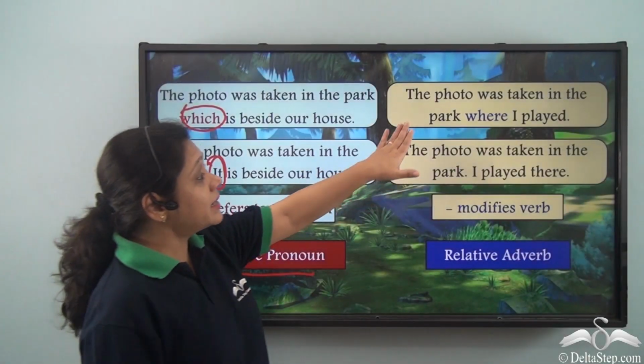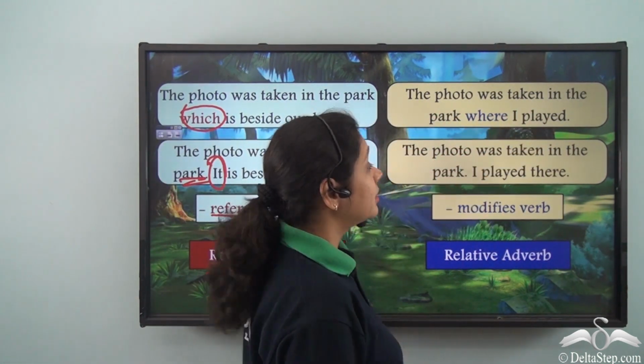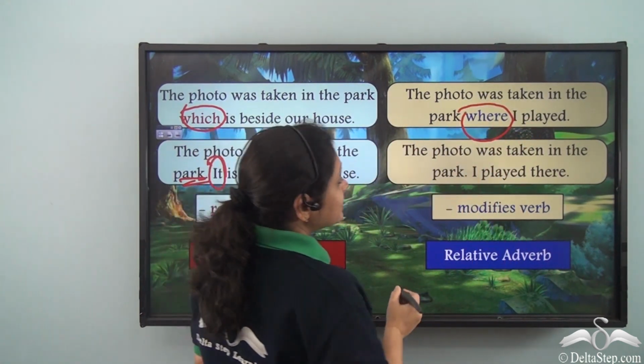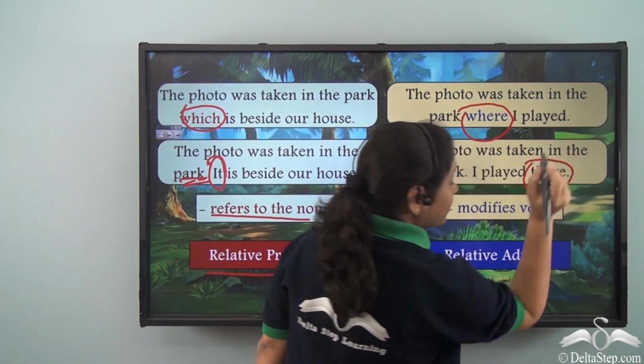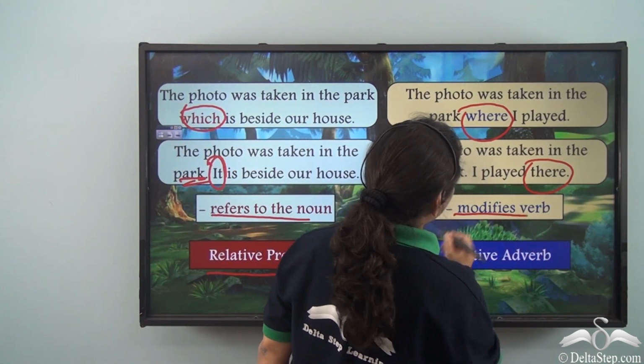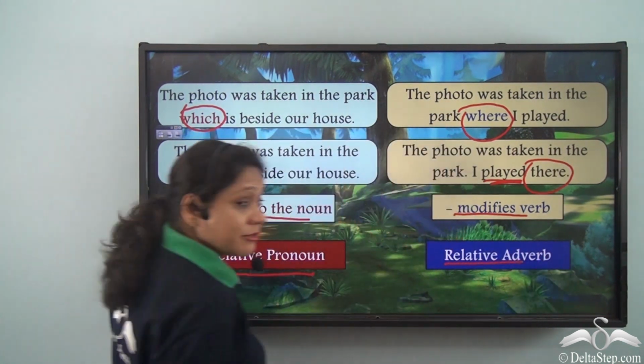But in this case, the photo was taken in the park where I played. Where replaces the adverb of place there, and here it is modifying the verb played. Hence where is a relative adverb.